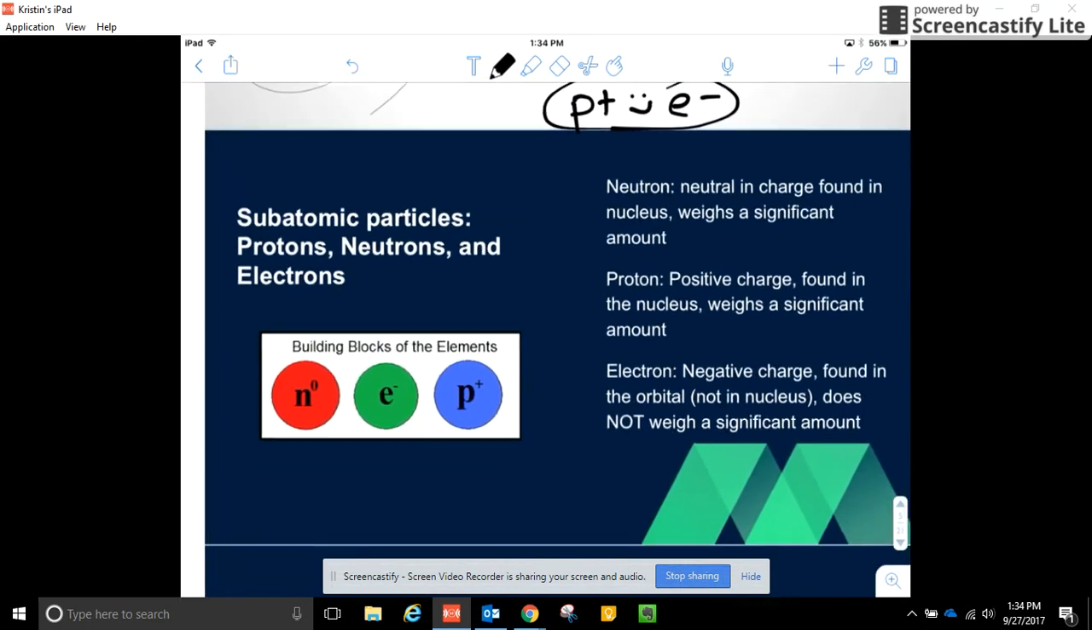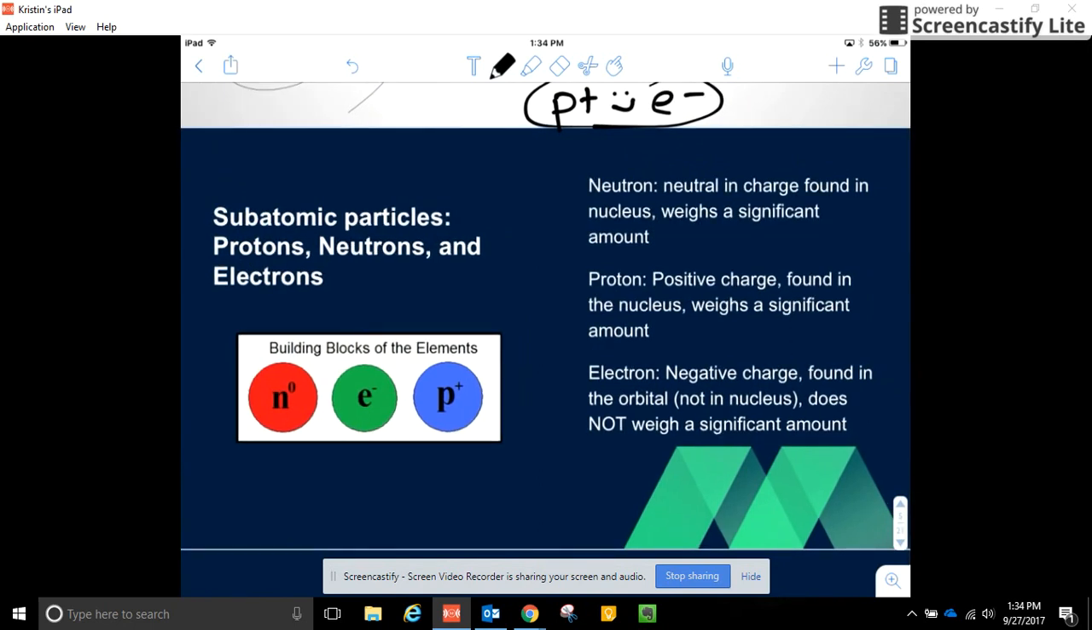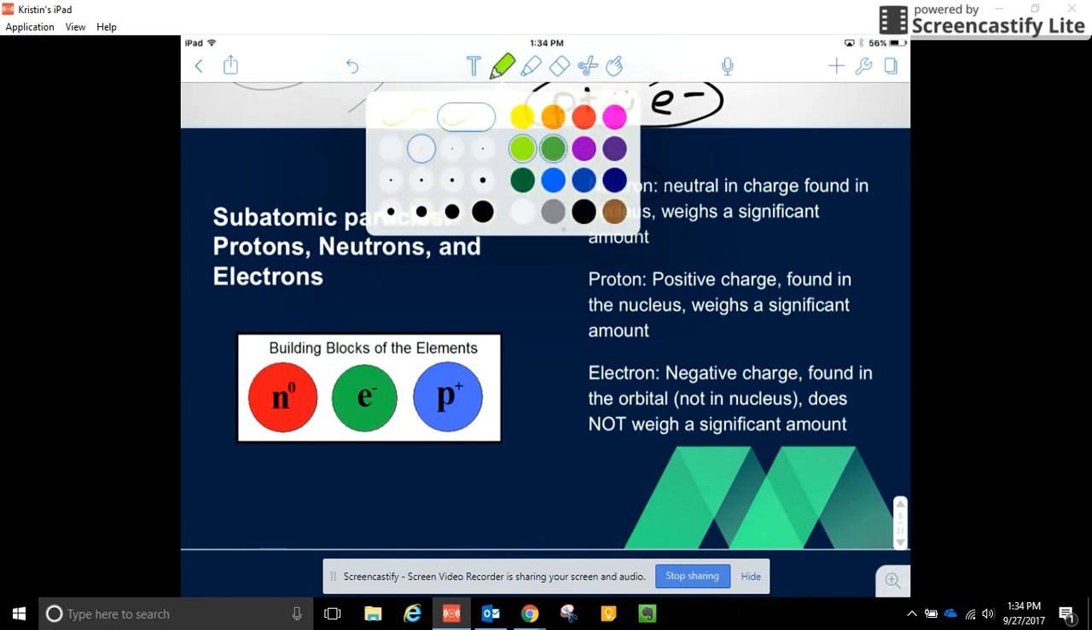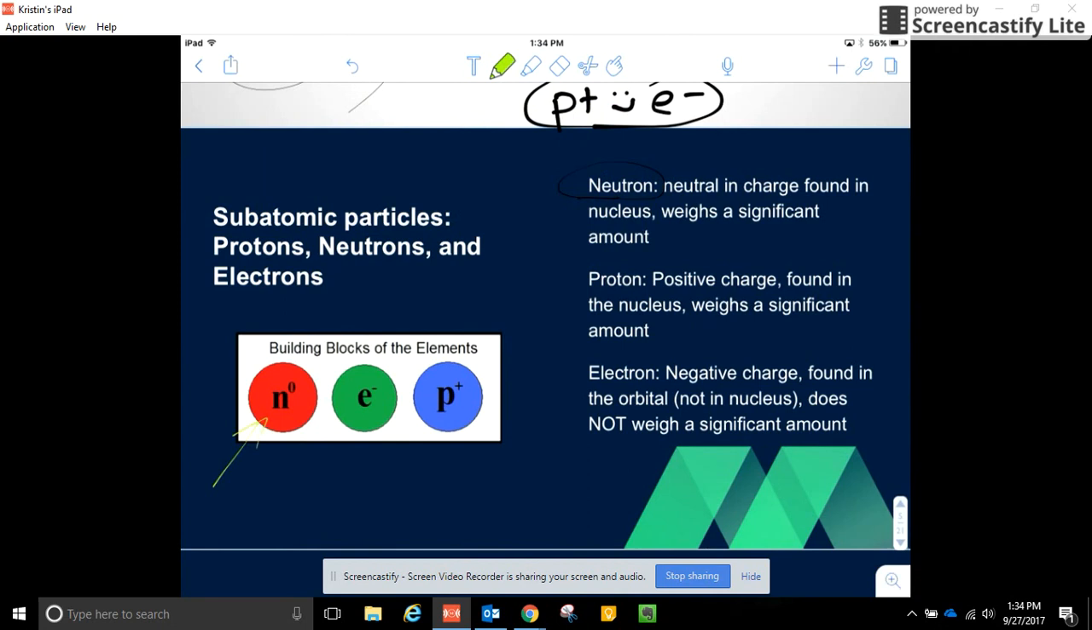So all atoms are made up of essentially the same ingredients. It's just how many of those ingredients is what makes the atom special. So the first one we're going to look at is the neutron. So the neutron, again, is that particle that has that neutral charge. What we end up seeing is that usually we represent that with a 0, like n to the 0 is representative of a neutron. And it weighs a significant amount, meaning that its weight goes into play for the atomic weight, the weight of the whole atom, okay? Protons, on the other hand, are positively charged.